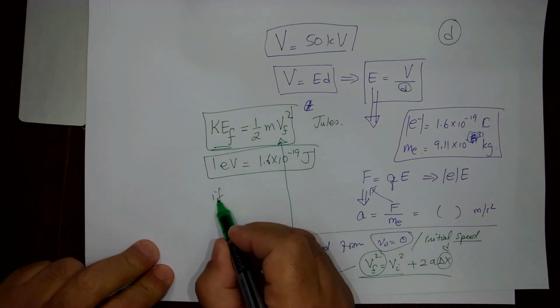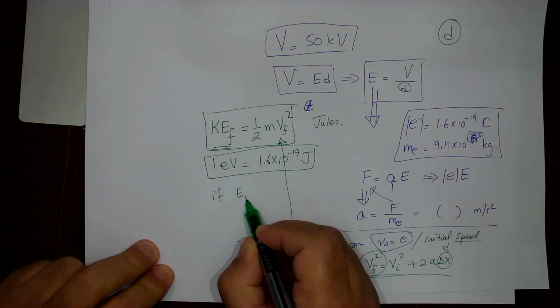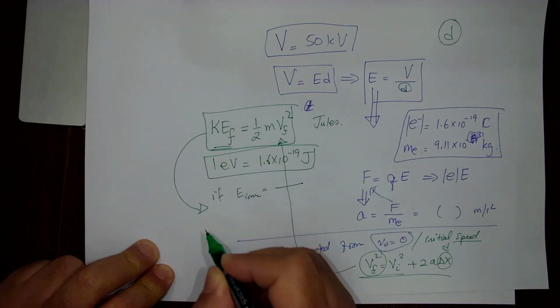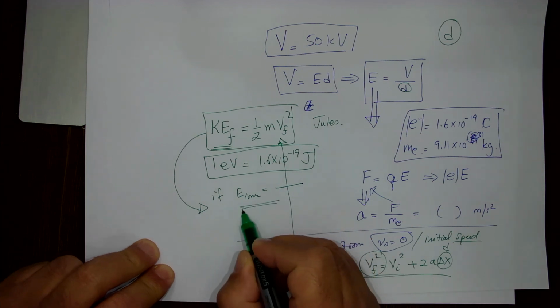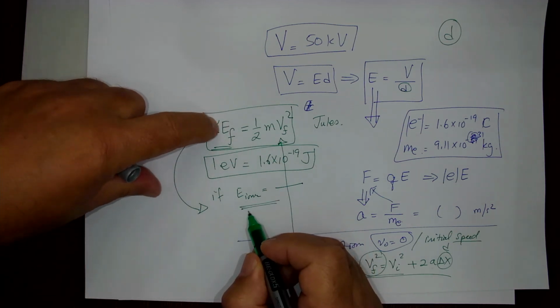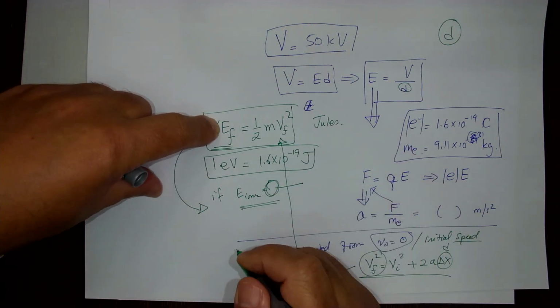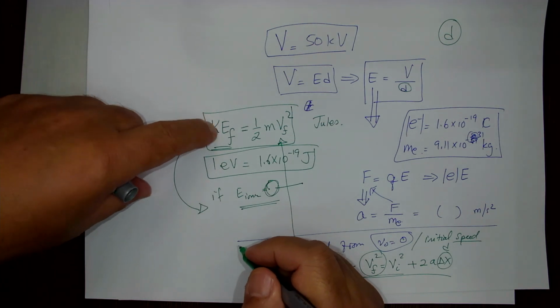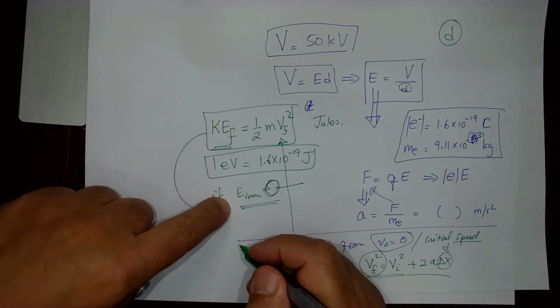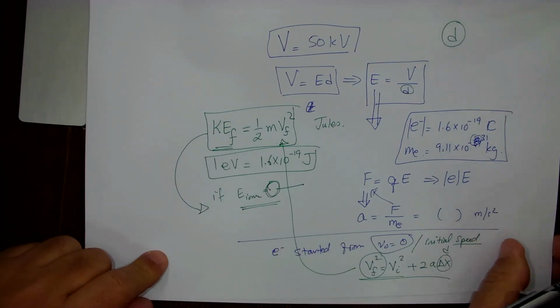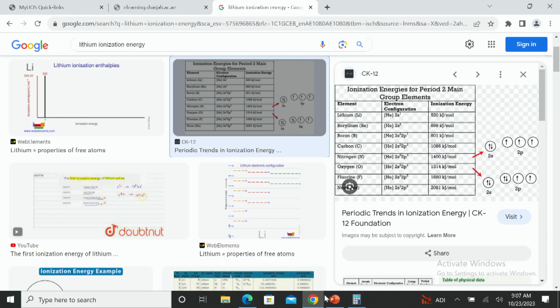So if I say the ionization energy is equal to such and such, will the electron be able to cause ionization or not? How do you do that? You calculate the kinetic energy, and if the kinetic energy is equal to or greater than this, then it has the potential to cause ionization. However, if the kinetic energy is less than the ionization energy of lithium or helium or whatever, then it will not cause ionization. So this is something that you also have to do. All right, so now going back to here.